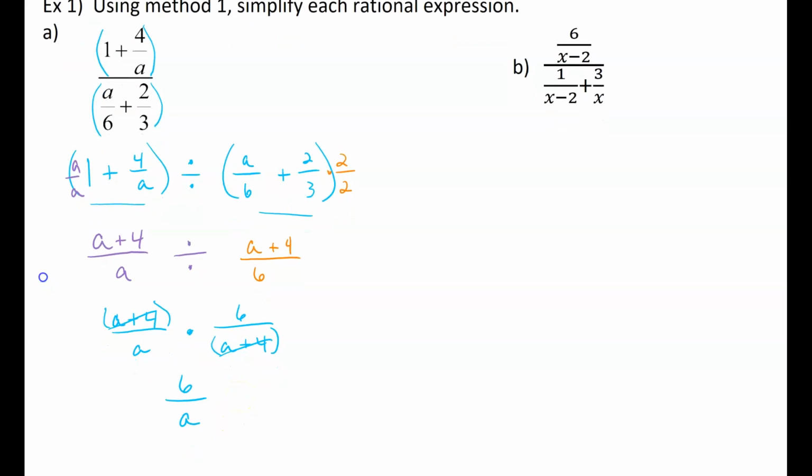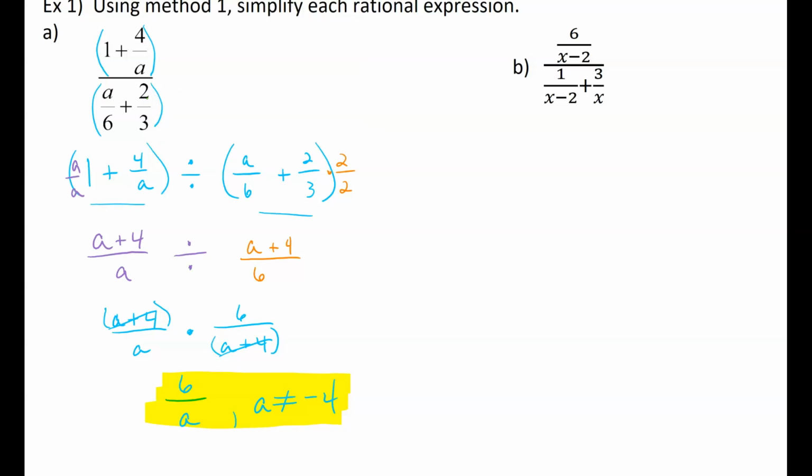And then I also need to pay attention to any restrictions. What do we know A cannot be? Negative 4. Okay. There's our first one. All right. Any questions on what we've done? So let's look at the next one.